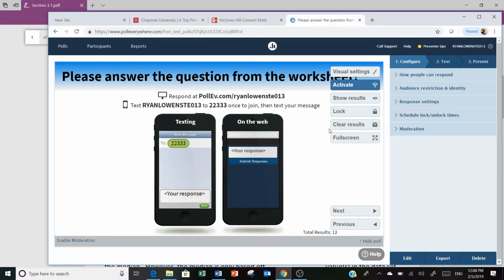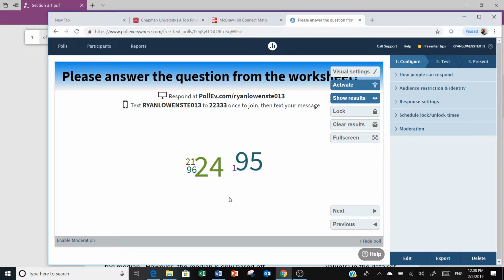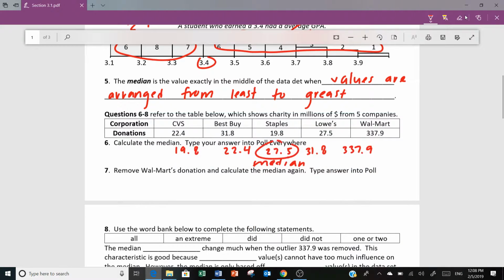Okay, let's see our results. I think what it means is 24.95 is the most common answer. But I wish it would actually put the little point between the 24 and the 95. That's kind of confusing. Okay, so the reason why it's 24.95, so we're going to delete the last one, so it's 19.8, 22.4, 27.5, and 31.8. And the median is now in the middle.